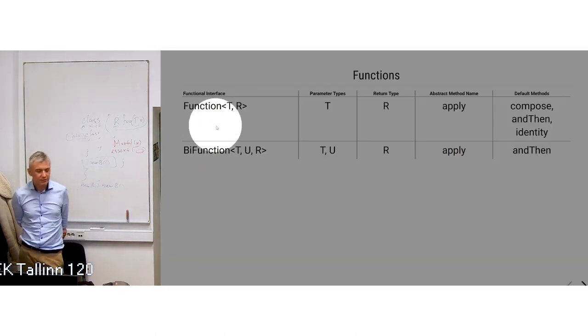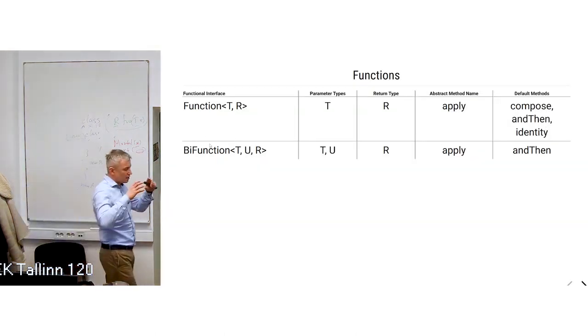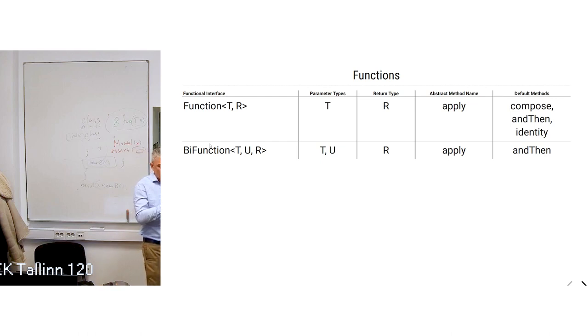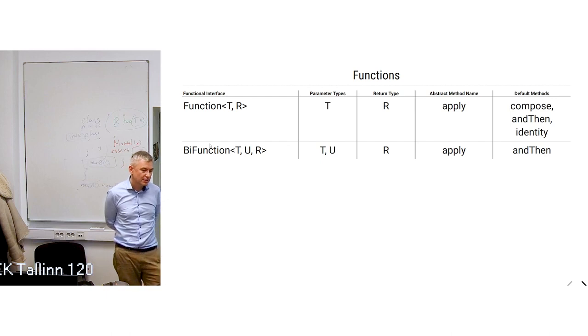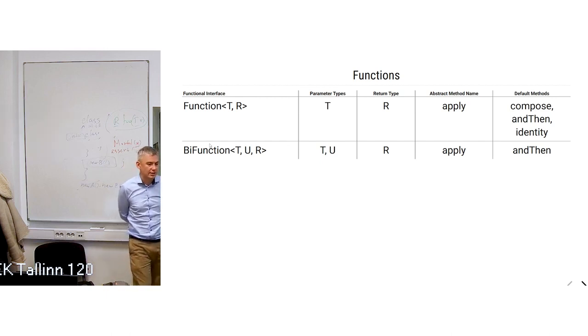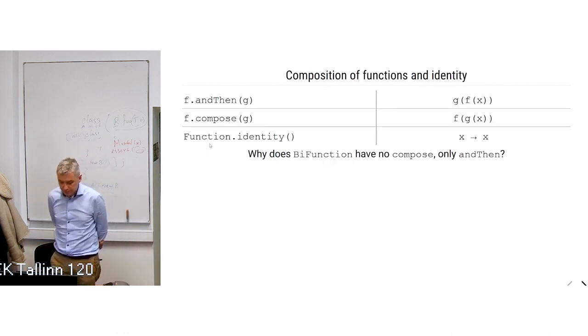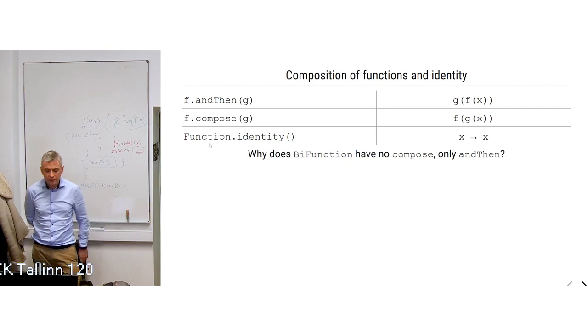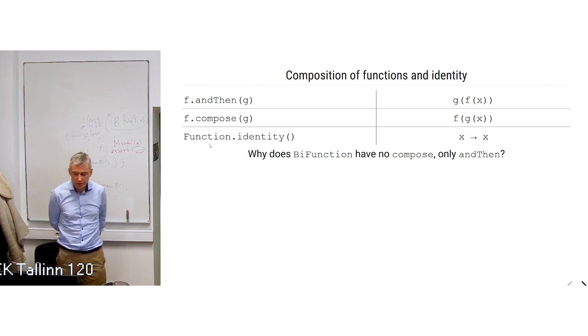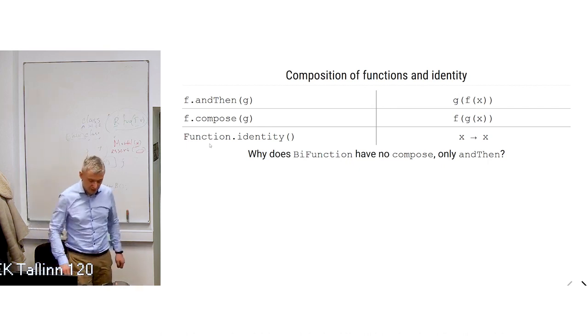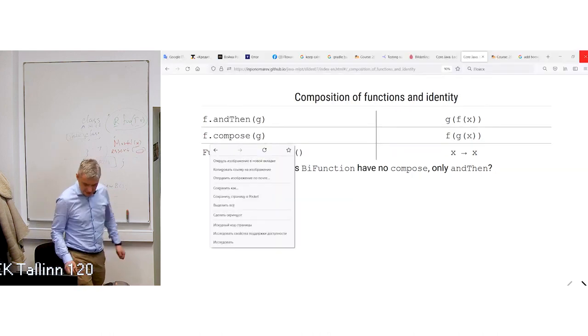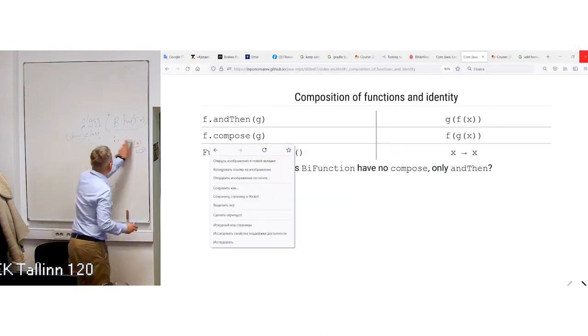BiFunction is a function that expects two arguments. If you want a function with 3 arguments, then you will certainly need to define your own functional interface, not library one, but this is a rare case. In most cases, 1 or 2 arguments will do for you. And here are examples of compositions of functions. This is the most tricky or the most common used thing.